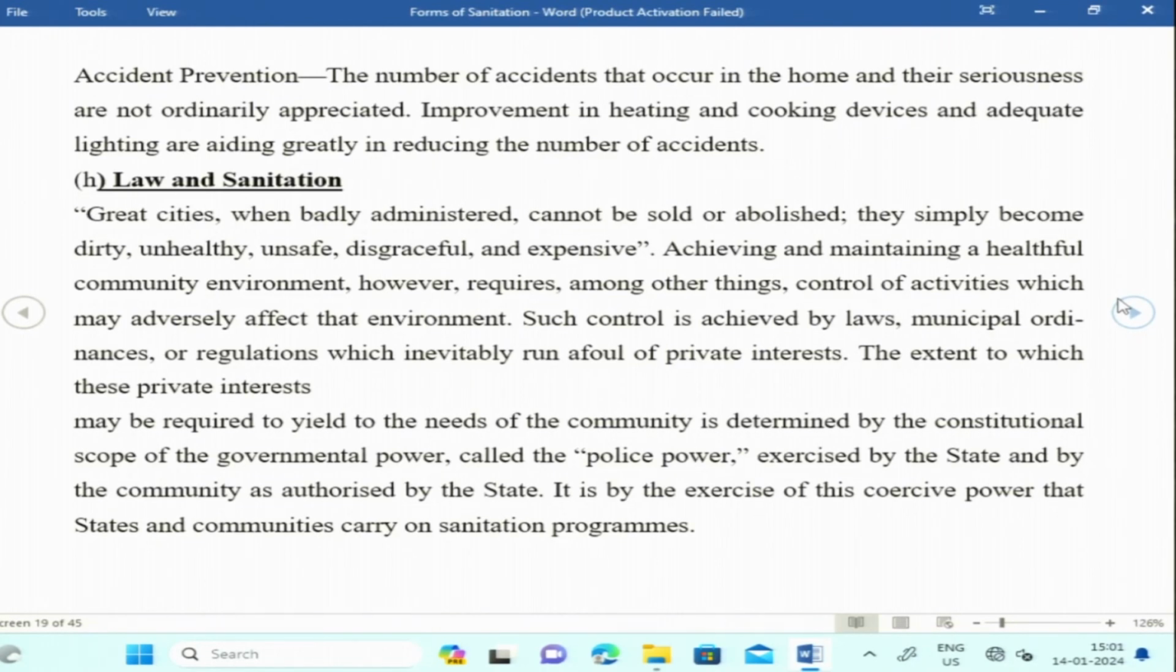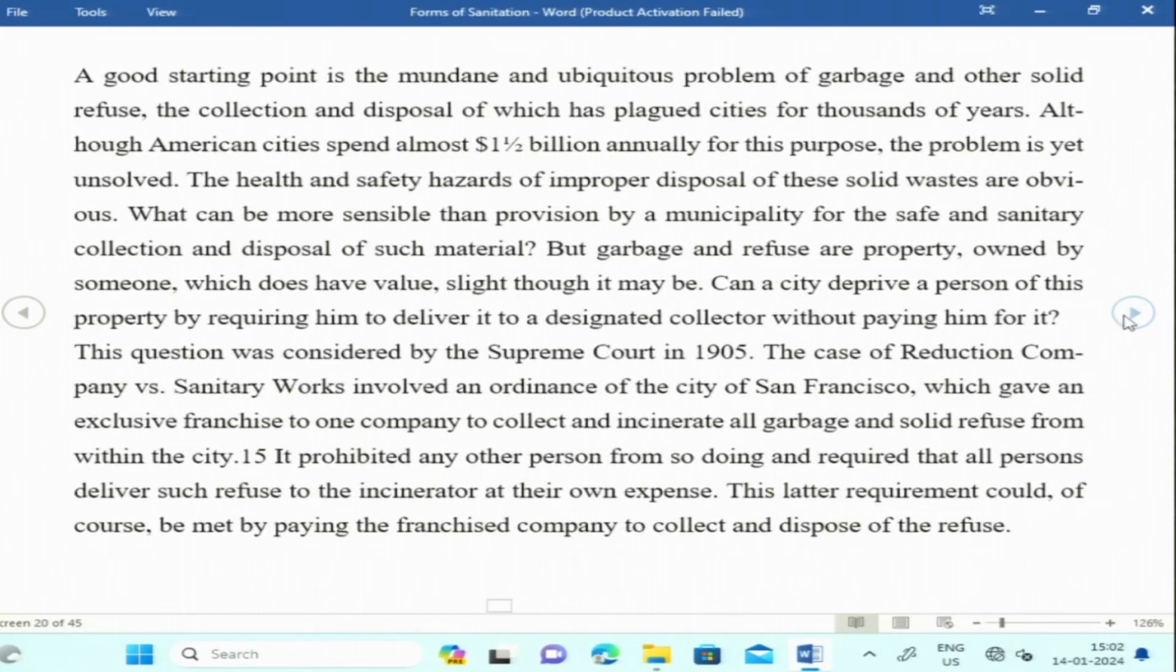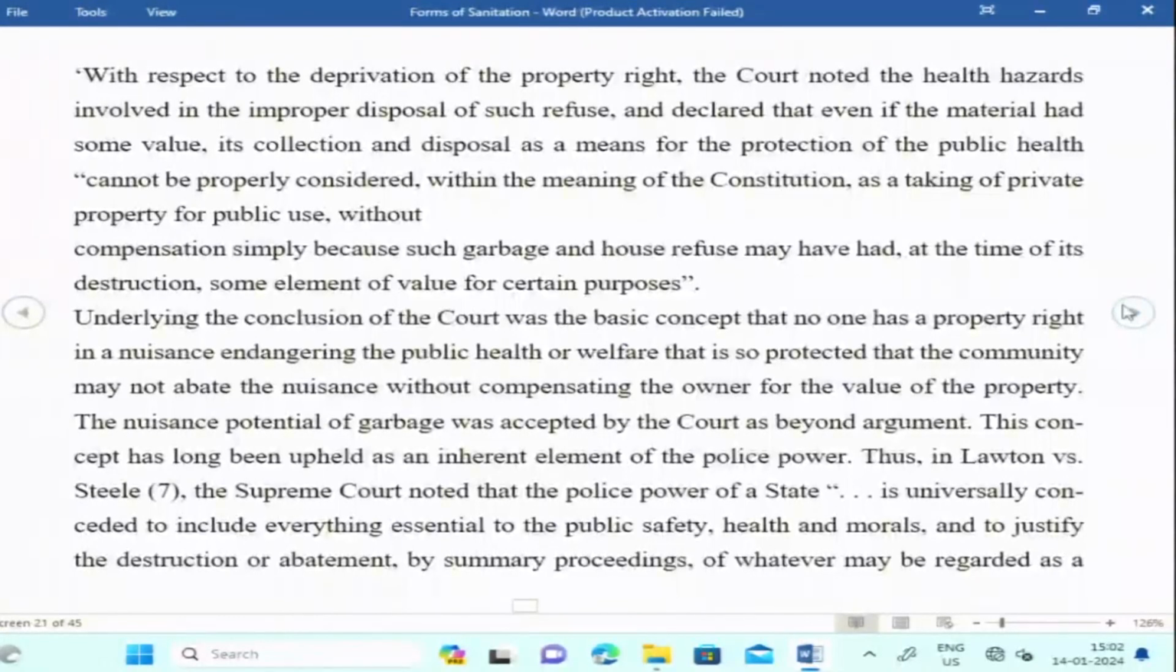And then I think we try to see certain legalities which are associated with sanitation, and for that we speak about law and sanitation, which plays a crucial role in understanding sanitation. Somewhere we speak about how the great cities which have been badly administered have to be seen in a very different way, and that the police power has to be given the upper hand. But the most important thing of course is the conditionality of the court, the conditionality of the legal system, which is going to be equally important.